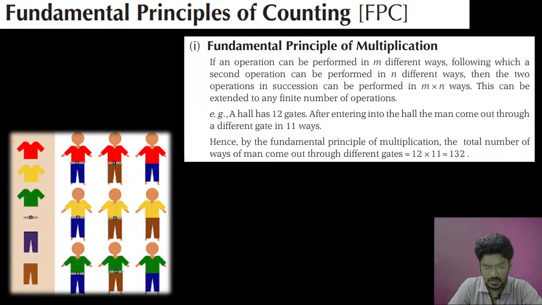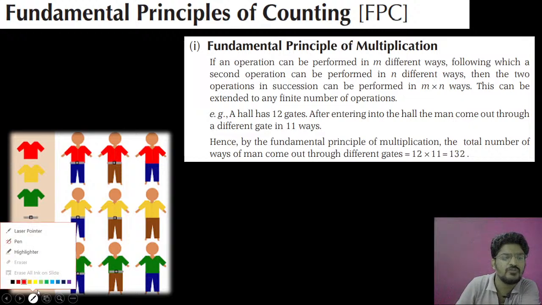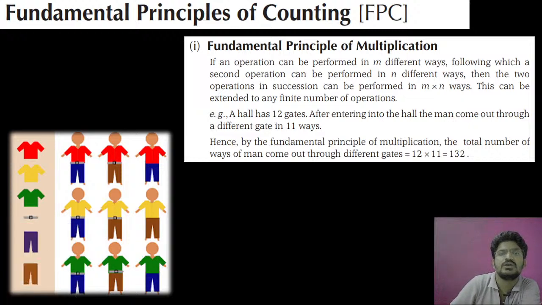Whenever there is one event or one experiment, we have to calculate the number of ways or the number of elements or the number of objects in that. So for that we need the fundamental principle of counting. First let us go with the fundamental principle of multiplication.